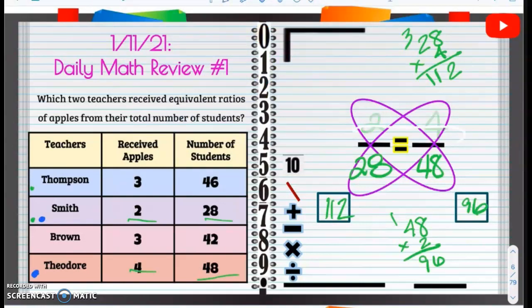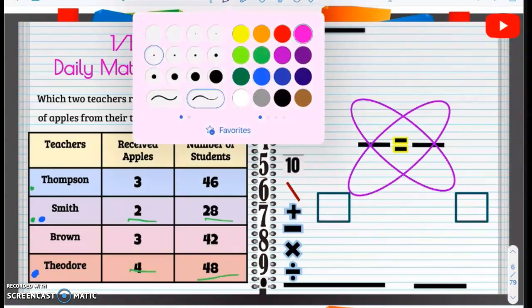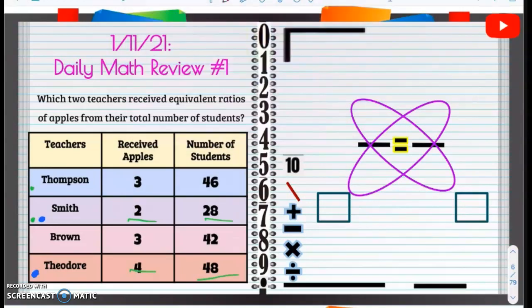Let's try, who else do we want to try? What can we look at? Let's see. Let's erase these. Maybe Smith and Brown? Let's try Smith and Brown.